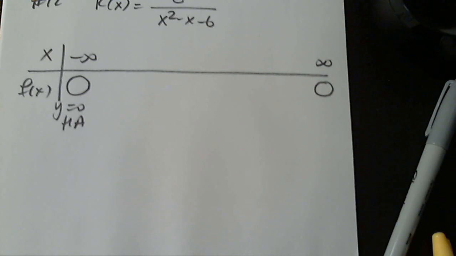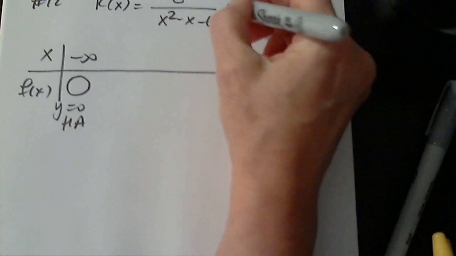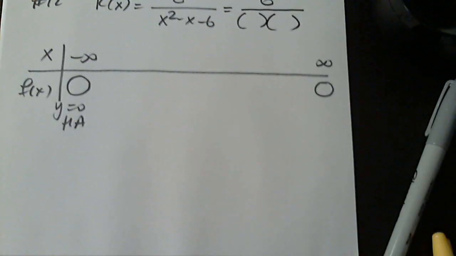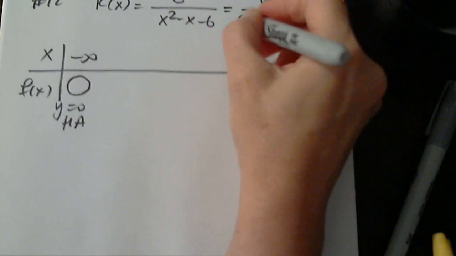It with the other function, we're going to do it again. We have to find the domain first. Can anyone factor x squared minus x minus 6 for us? X minus 3, x plus 2.